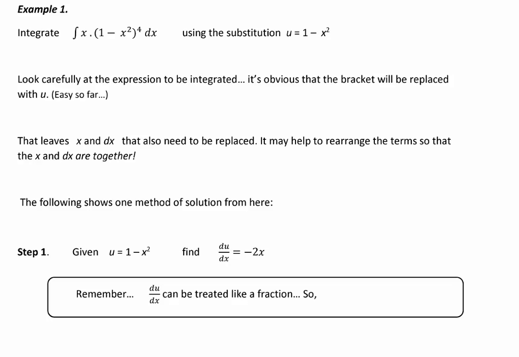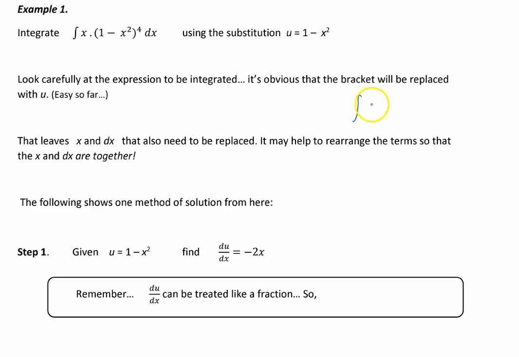Okay, let's look at an example. So if the instruction was to integrate the integral of x times (1 minus x squared) all to the fourth dx, with the instruction using the substitution u equals 1 minus x squared, then we're going to use it. So you can probably see this 1 minus x squared is what's in this bracket. So it's obvious that that will be replaced with a u, and what would that look like?